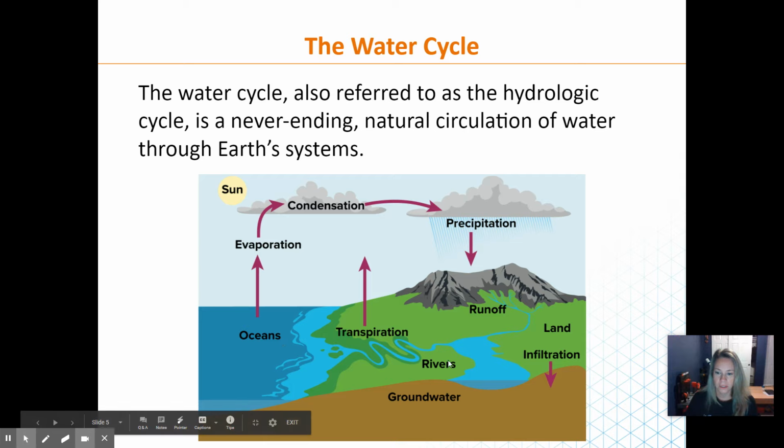The only couple of words that you might not recognize would be transpiration. This is actually extremely important. This is plants giving off water vapor through photosynthesis. So that's called transpiration. And then infiltration is when it goes into the ground. So it infiltrates through the ground. These two words, you definitely need to know what those are, and know generally how this works.